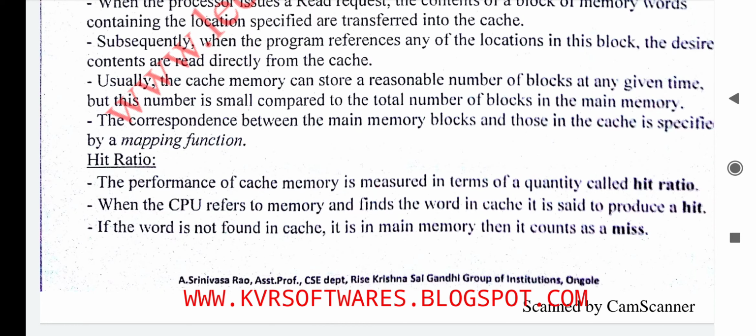If your requested or searching word is available in the cache memory, near the CPU, then we call it a hit. Otherwise, if that requested word is not available in the cache memory but is available in the main memory, then we call it a miss. So if the hit ratio is high, then the performance of the cache memory is also high. So the performance of the cache memory purely depends upon the hit ratio.